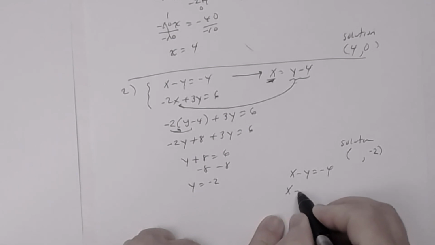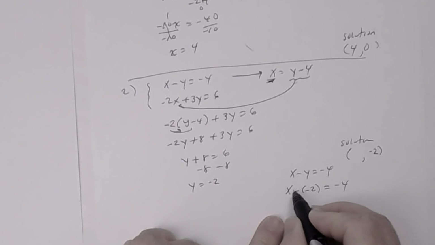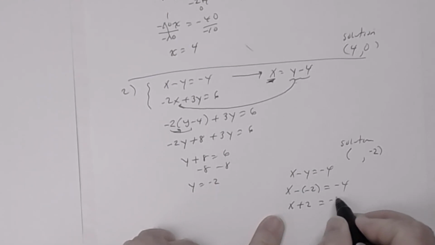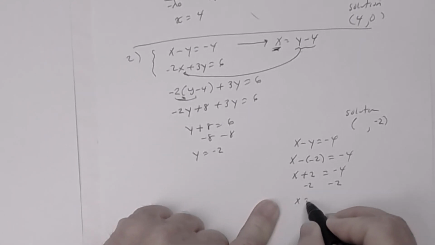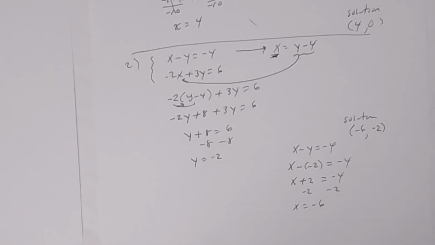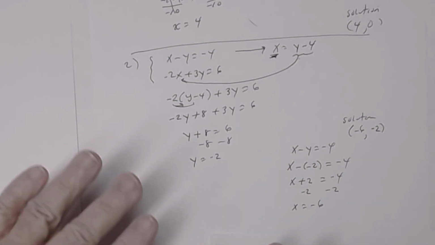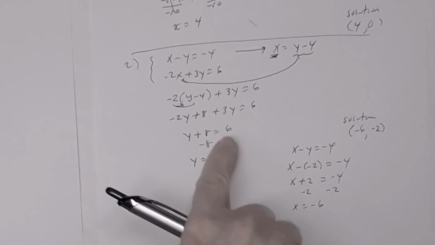So I get x subtract a -2 equals a -4. X subtract -2 means the same thing as saying x plus 2 equals -4. Subtracting 2 from both sides, I get x equals -6. So there's your solution. My x coordinate is -6 and my y coordinate is -2. Now remember, you're done here, all right? This is the work.